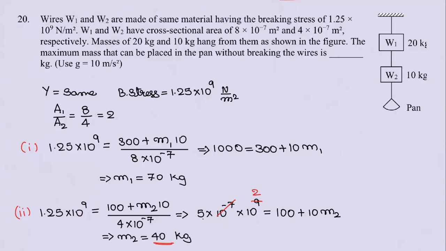So what is the conclusion? If this holds, the second wire holds. Assume this will break at 70. If you add 70 kg, it will break. But before you add 70, at 40 itself, it will break. That's ideal. Good.